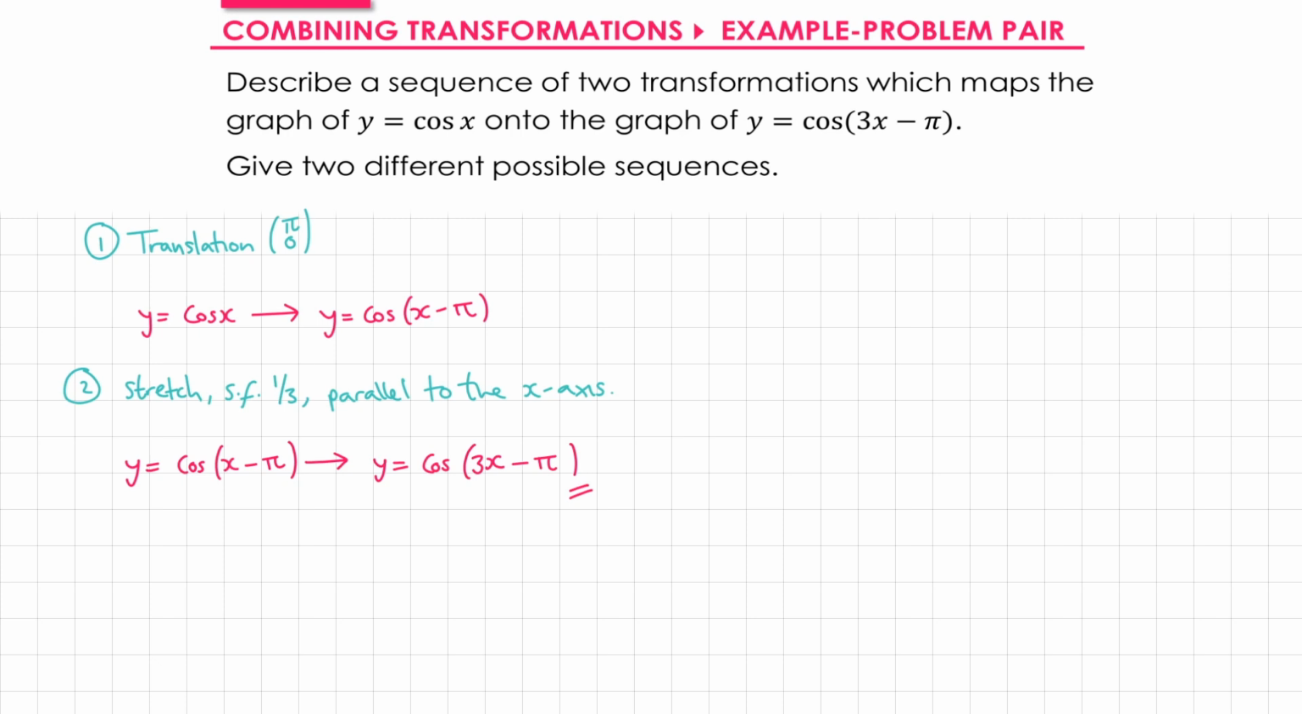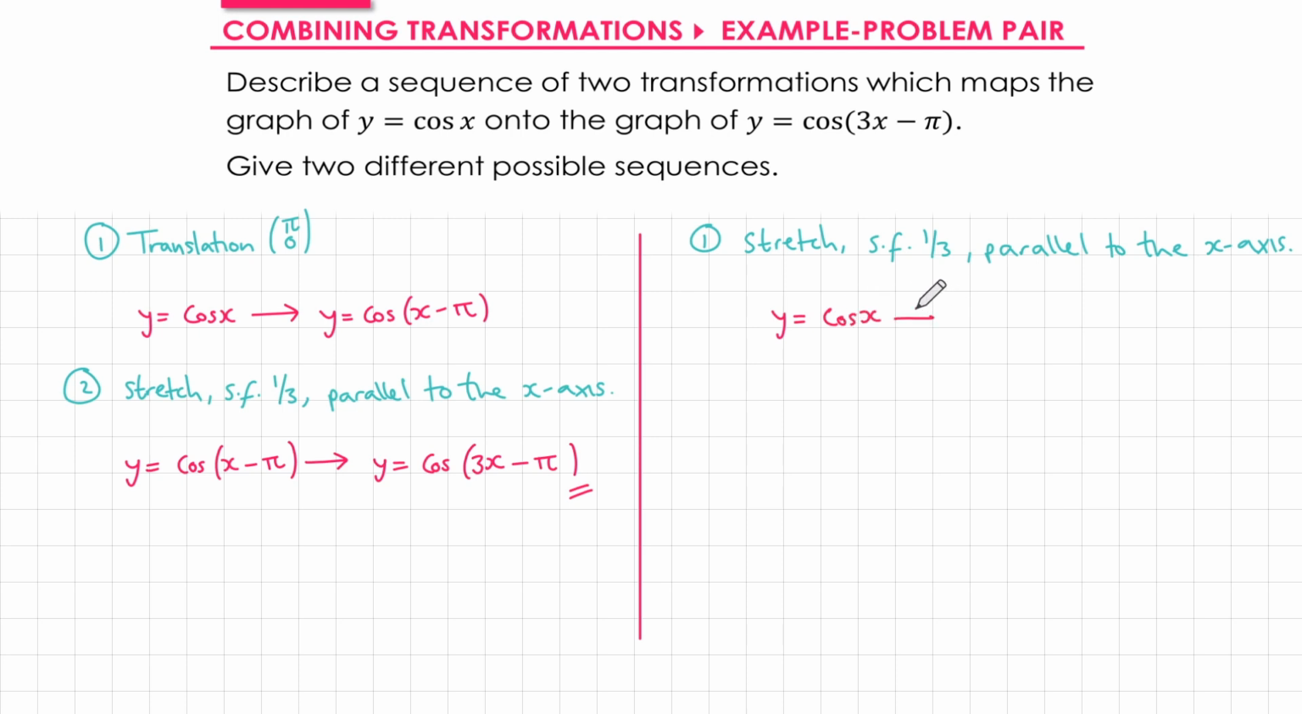Let's try doing the stretch first. So we'll do a stretch, scale factor 1/3, parallel to the x-axis. That gets us from y equals cos x to y equals cos 3x. Then we'll do our translation.